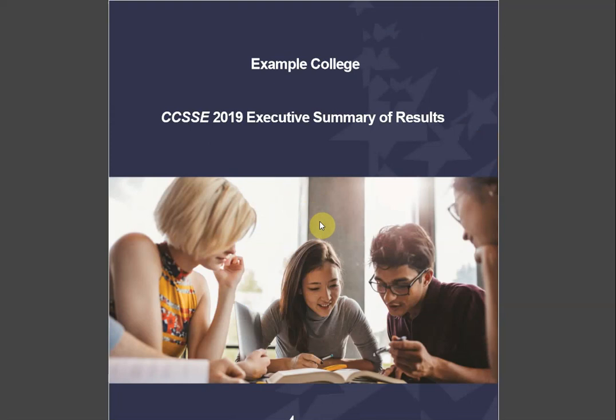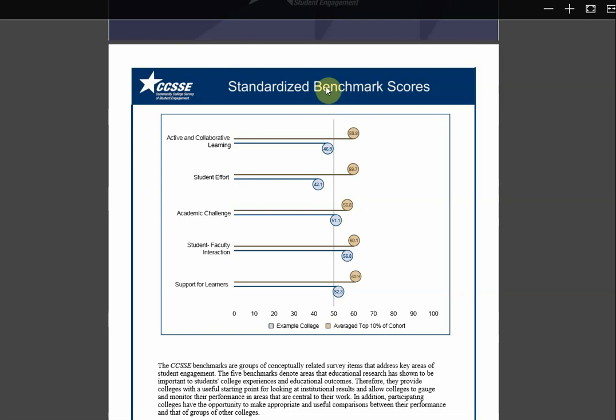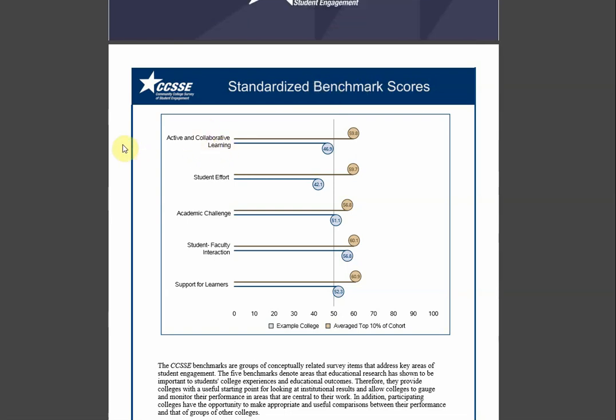The cover page shows your college's name and the year of administration. This page, entitled Standardized Benchmark Scores, outlines your college's CCSSE benchmark scores. CCSSE benchmarks are groupings of conceptually related survey items that address key areas of student engagement. Benchmarks are used to compare each institution's performance to that of other institutions and with the CCSSE cohort. The 5 CCSSE benchmarks are active and collaborative learning, student effort, academic challenge, student-faculty interaction, and support for learners.